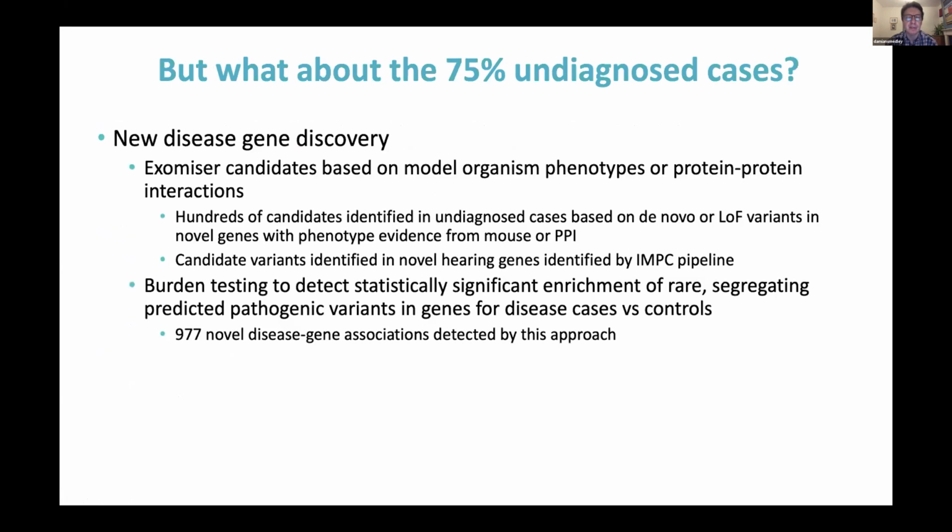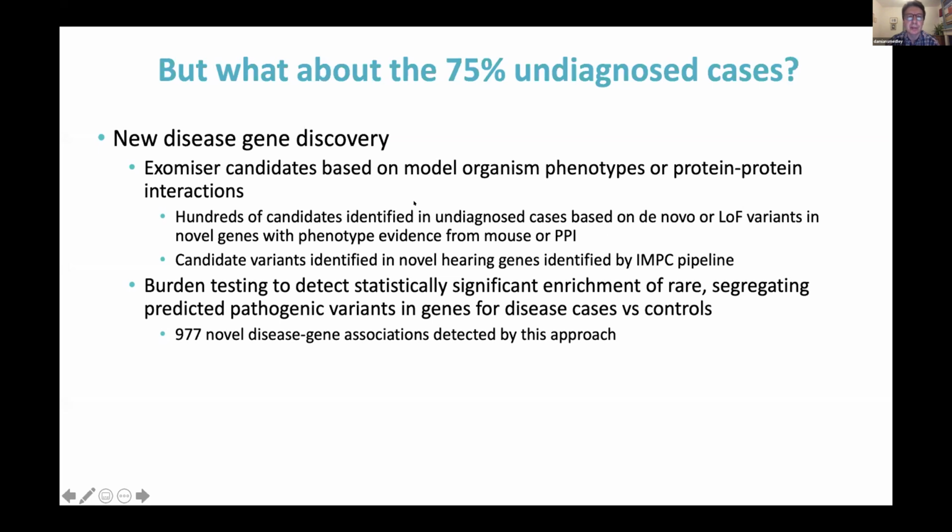But coming back to the theme of this session, hopefully a good proportion are going to be diagnosed by new disease gene discovery. So variants and genes that are not known to be human disease genes at the moment. And here is where hopefully we can use some of the Exomizer candidates based on model organism phenotypes or protein-protein interactions.